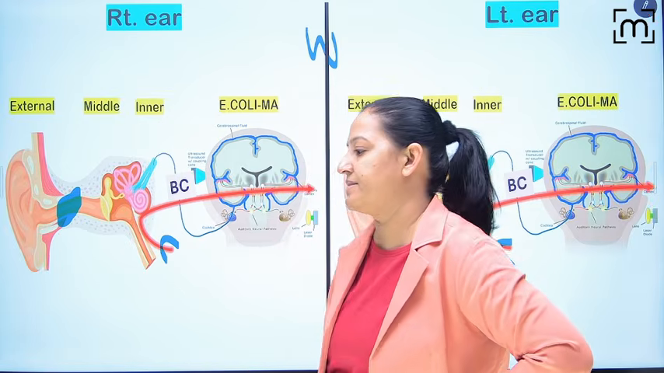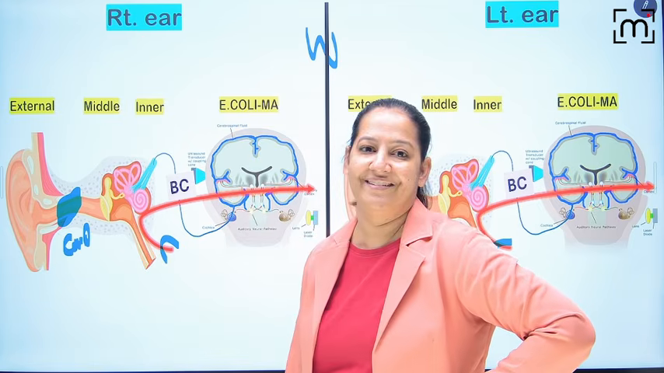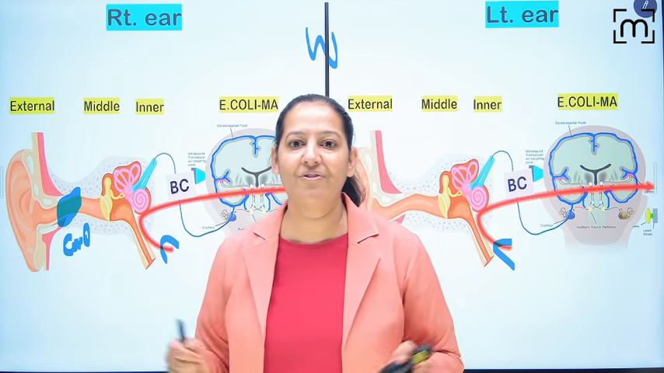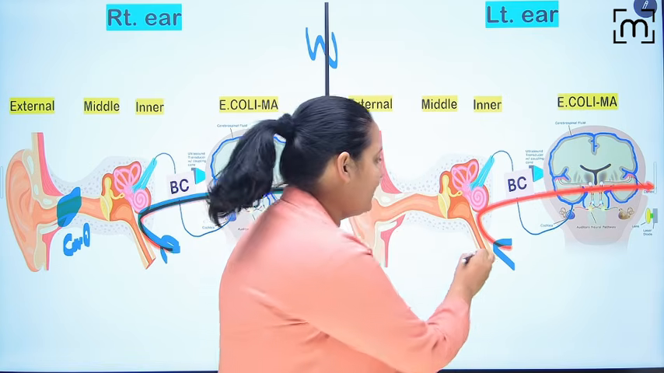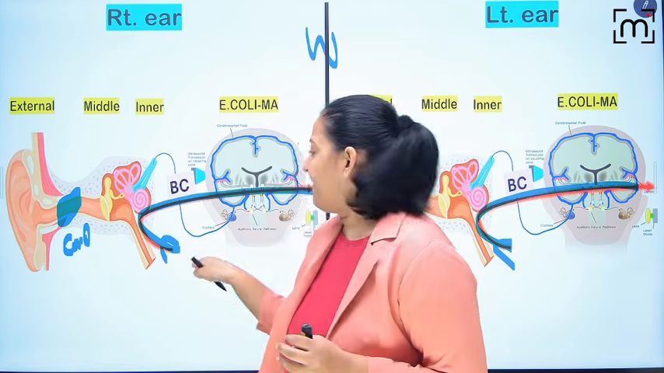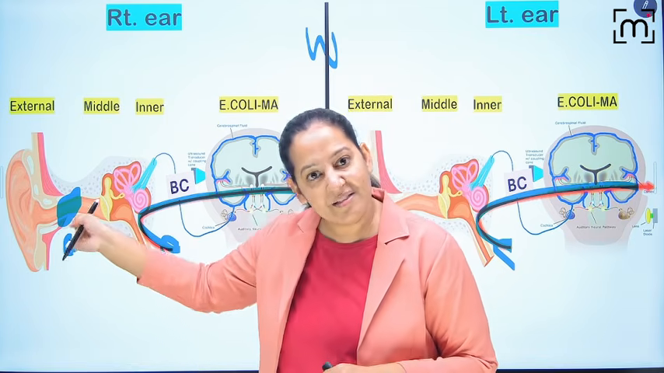In case of conductive deafness, it is lateralized towards this ear only. Why? You tell me the reason. The diagrams are in front of you. You say, ma'am, it is activating directly this pathway. Here also it is activating directly this pathway. There is no defect in this pathway. There is no defect. It should be equal. Why are you saying it is more towards the diseased ear?